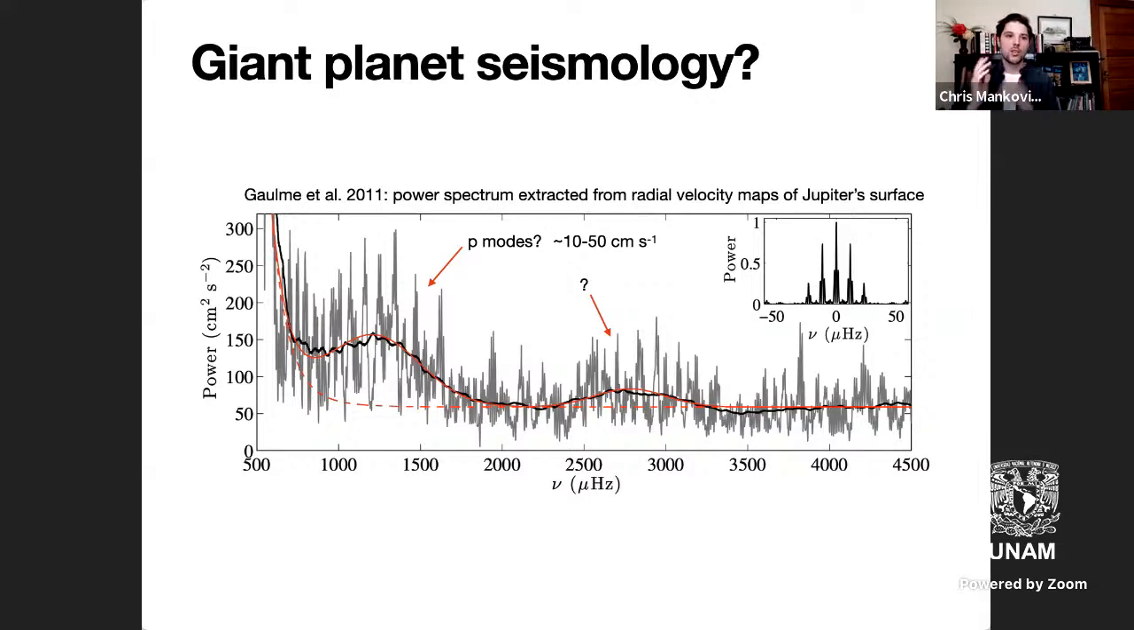So an oscillating planet should show radial velocities on its surface, and measuring their frequencies could tell us about the interior structure. This power spectrum shows a bunch of excess power that seems to be in a plausible place for Jupiter's P modes, with amplitudes at the surface of 10 to 50 centimeters per second. There's a secondary bump over here whose origin is unclear. But this might be a detection of Jupiter P modes.